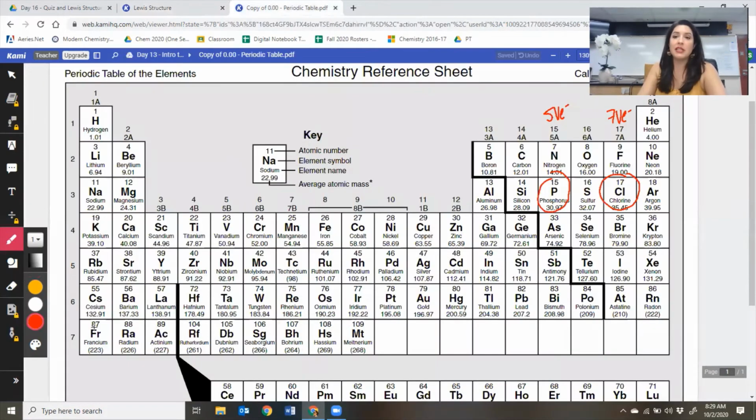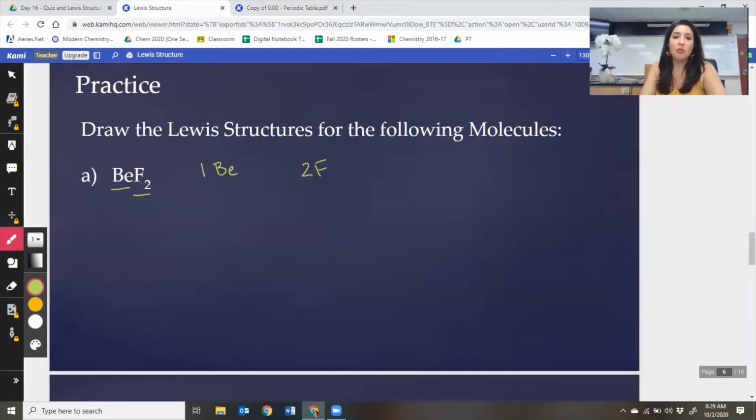So I'll go to the periodic table and look for beryllium. Here it is, towards the left, fluorine, way over here to the right. So certainly beryllium is going to be the least electronegative. I can also see while I'm here that it has 2 valence electrons and fluorine has 7. So I'll bring that over with me. Beryllium will be placed in the center as the least electronegative element, and I'll arrange the fluorines on either side. Now it's time to draw the electrons.